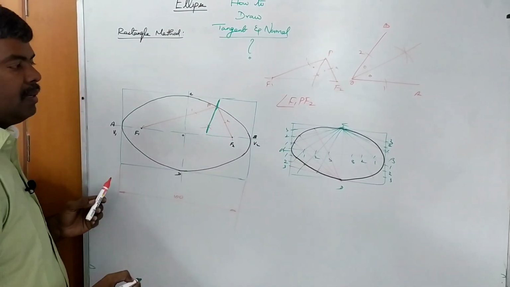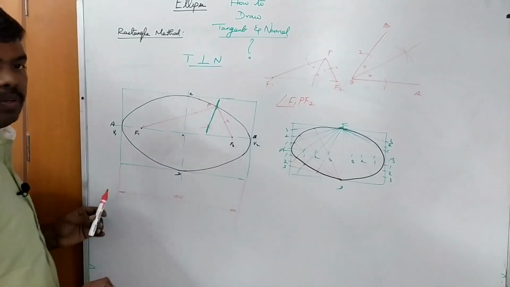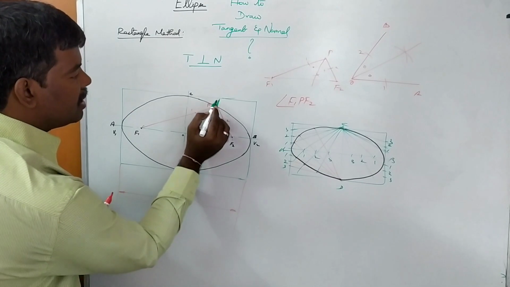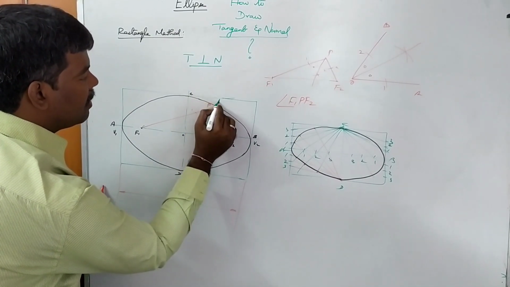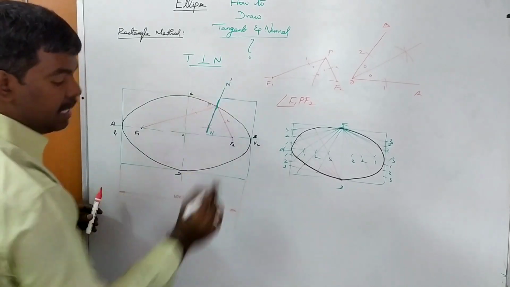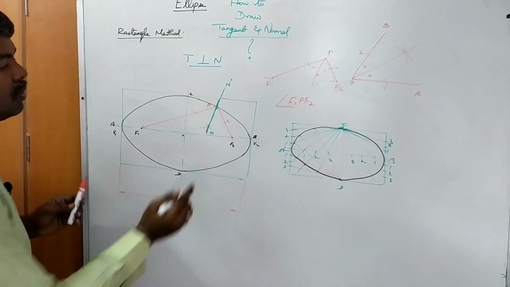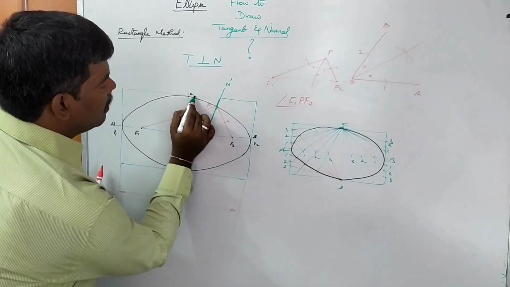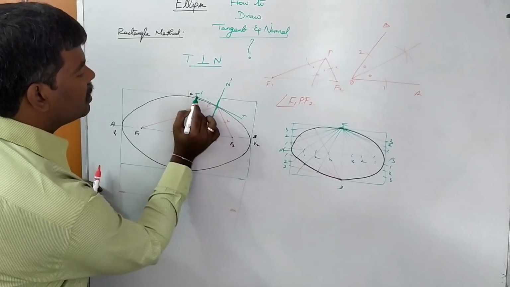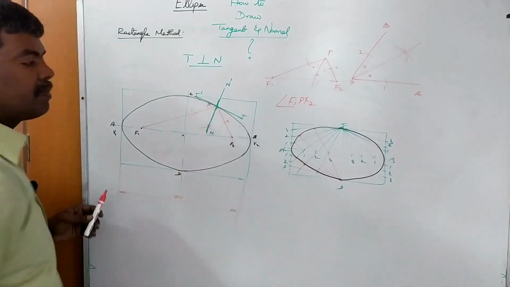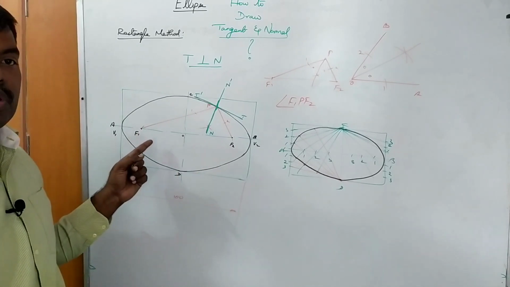You know that tangent and normal are at 90 degrees to each other. Therefore, this is the normal; let us call it N, and extend it a little bit to N dash. Then draw a line perpendicular to N N dash; this is T T dash, the tangent.